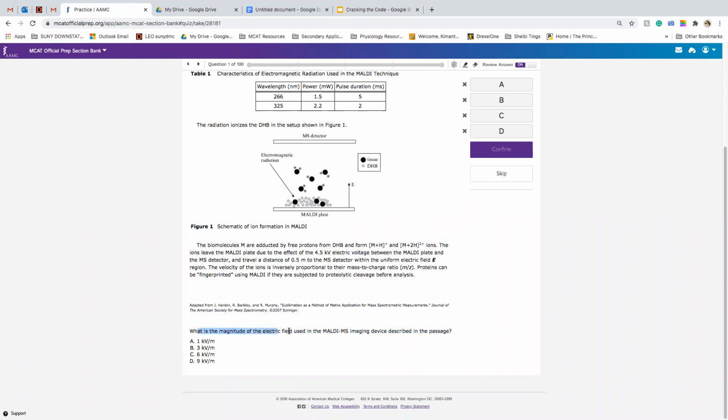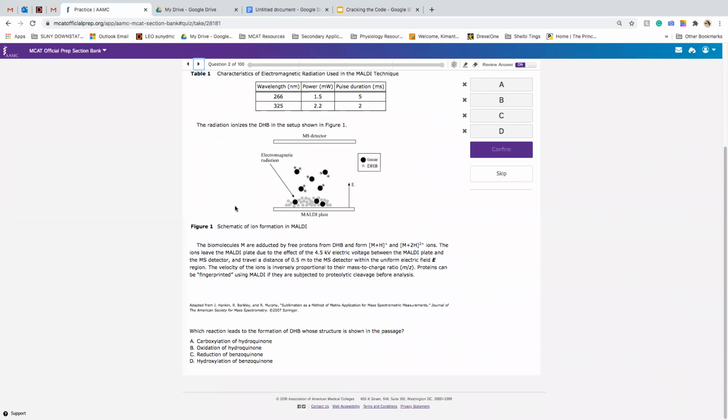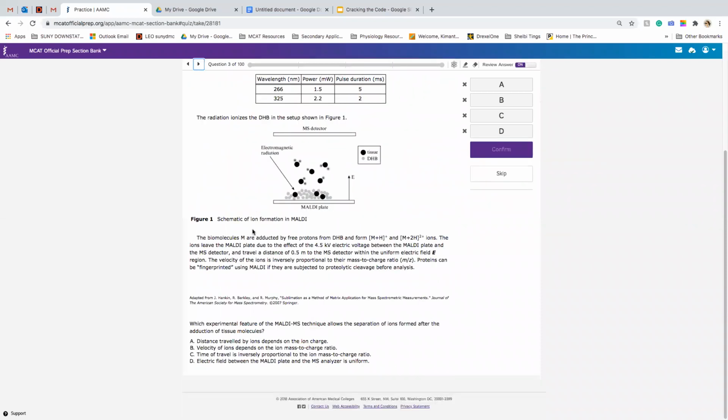What is the magnitude of the electric field used in the MALDI described in the passage? Skip that one. Oh, this is a good one. All right, cool. So what do you think about this one? We can do that. Yeah. All right, awesome.